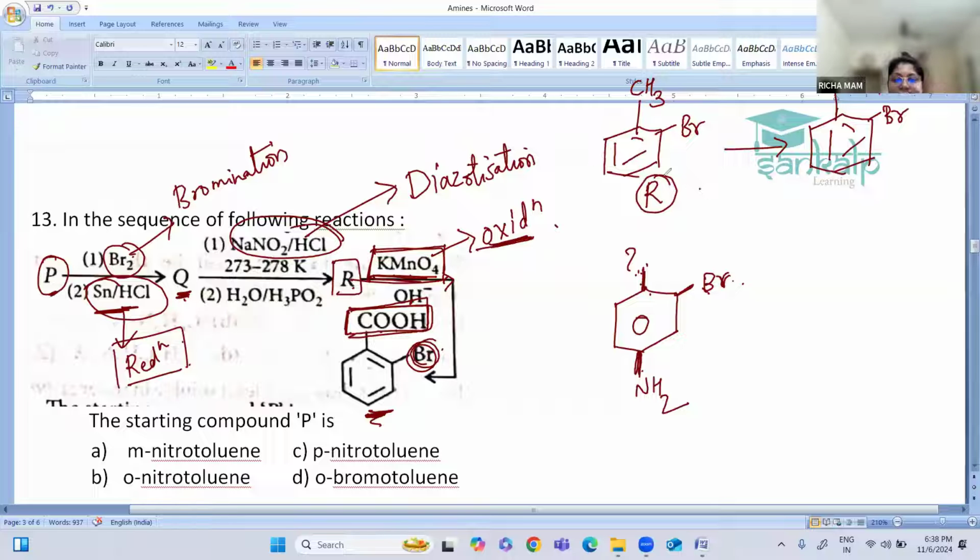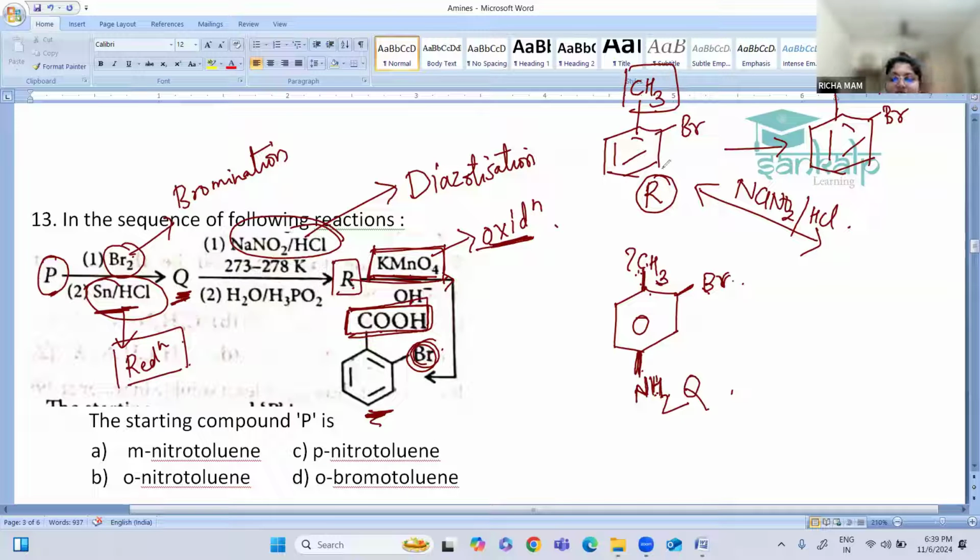Before this, what they have done is they have treated it with NaNO2 in the presence of HCl. So if I take my starting product as CH3, I have got this also. What is the name of this compound? This is our Q, because it is having NH2.